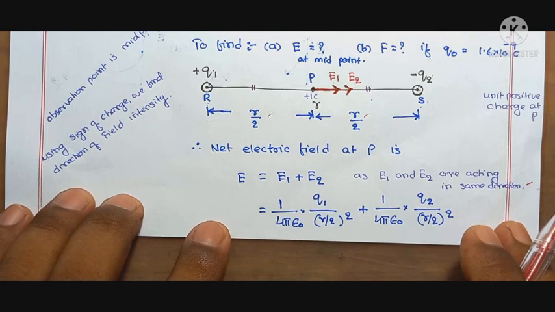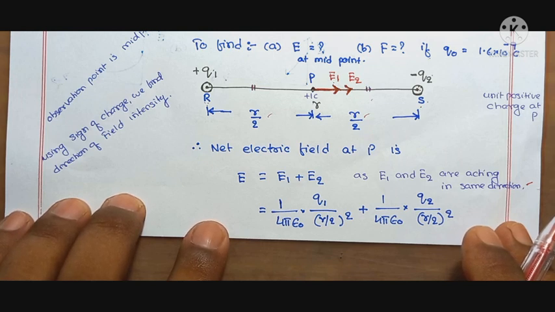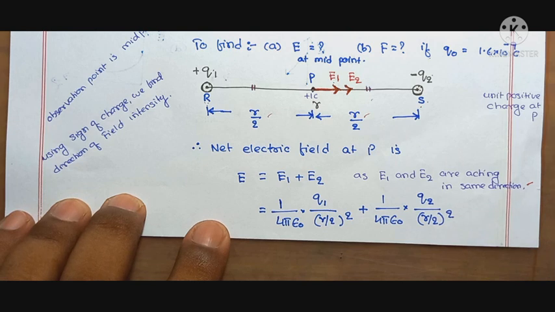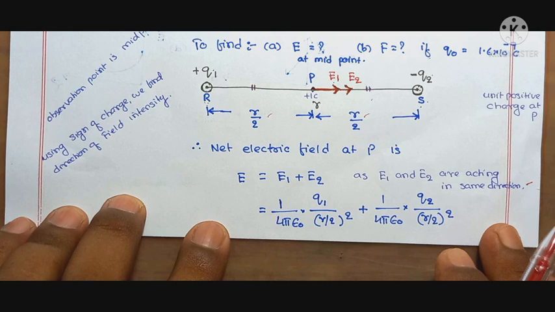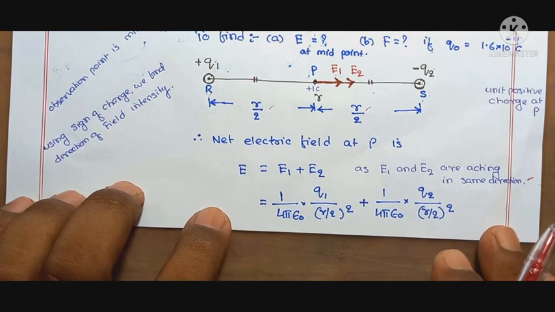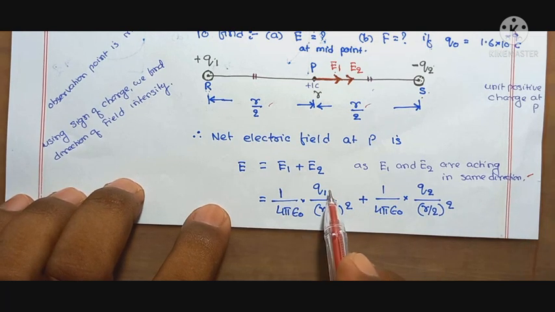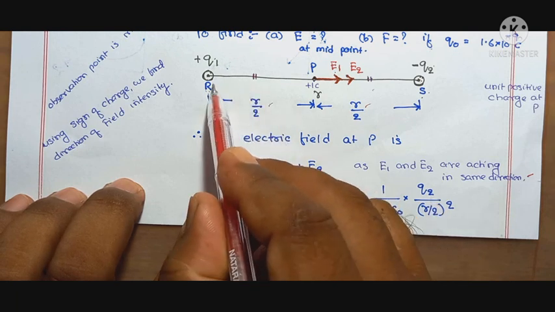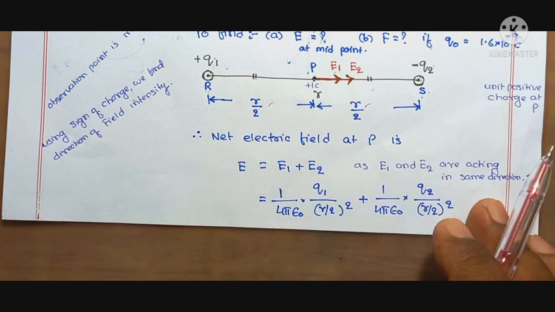We have taken the magnitude of the electric field because using the sign of the charges we find the direction of electric field intensity. Using the sign of the charges we are finding the direction of field intensity. Now we will calculate the magnitude of field intensity. So 1 by 4 pi epsilon 0 Q1 by distance square plus 1 by 4 pi epsilon 0 Q2 by distance square. Here distance is R by 2, here also distance is R by 2.